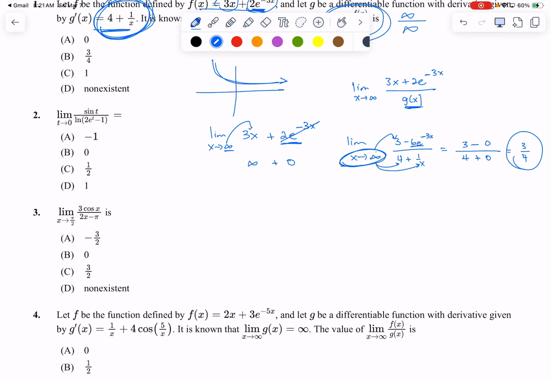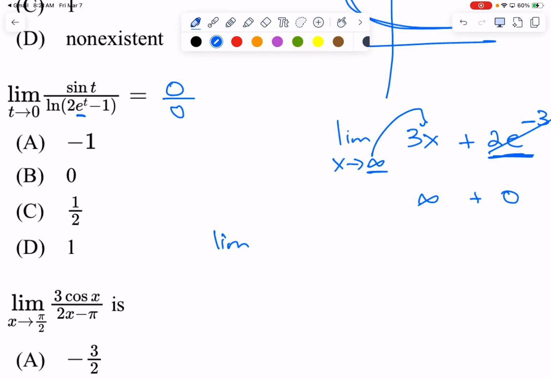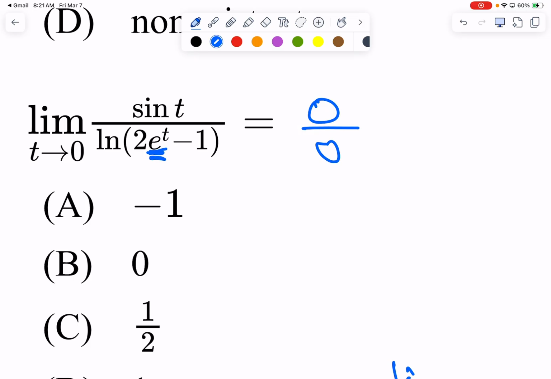All right, number 2. This one right here is going to give you, does it give you 0 over 0? Yeah, it definitely gives you 0 over 0. So let's do L'Hopital's rule. And the reason I know it's 0 on bottom, what's e to the 0 power, everybody? 1. What's 2 times 1? What's 2 minus 1? What's the natural log of 1? 0. So definitely 0 over 0.